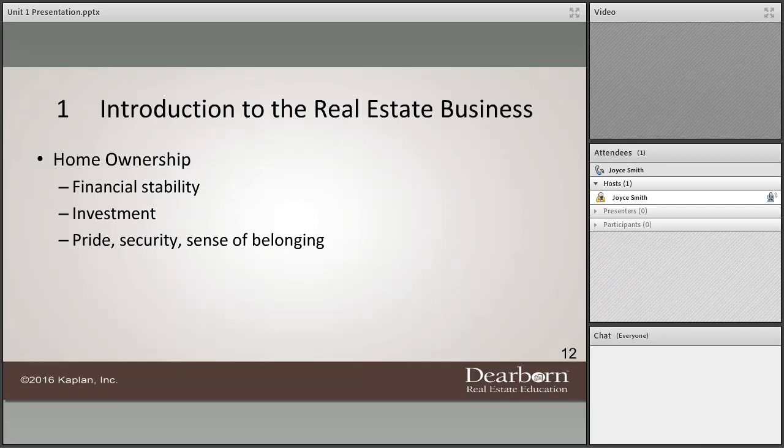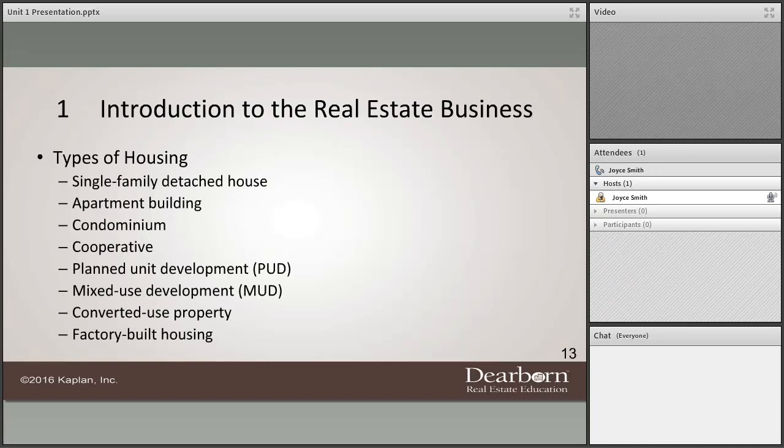People own homes for investment purposes. Ultimately, it's your own personal investment, but you can become a landlord, or you can own many homes and rent them out. And then also there's pride, security, and a sense of belonging. When you live in a neighborhood, you have pride in how you take care of your house and you want to belong.